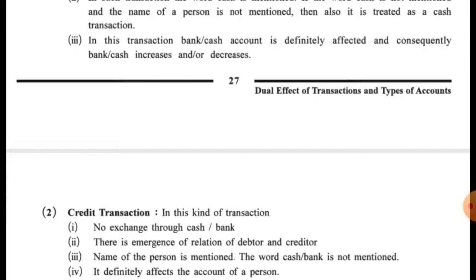If the name of the person or the customer from whom we purchased the goods is mentioned in the transaction, then it is considered a credit transaction. It definitely affects the account of the person, naturally, from whom we have purchased the goods or to whom we have sold the goods. So in this way you can identify whether a particular transaction is a cash transaction or a credit transaction.